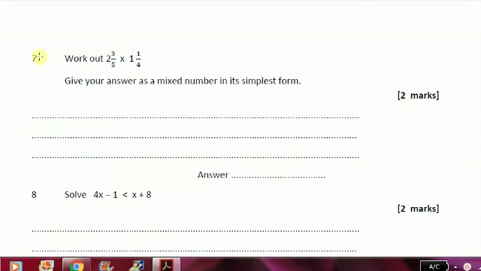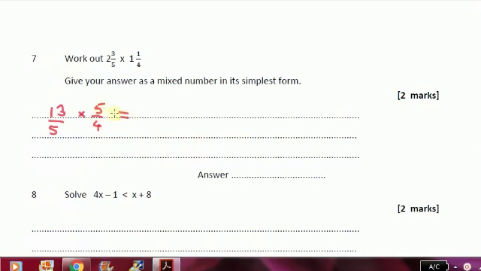Question 7. Work out 2 3/5 times 1 1/4 and give your answer as a mixed number in its simplest form. Sorry, 2 3/5 is 2 3/5. So 2 3/5, you change it to a vulgar fraction. 2 times 5 is 10, plus 3 is 13 over 5 times 1 1/4. 4 times 1 is 4, plus 1 is 5 over 4.